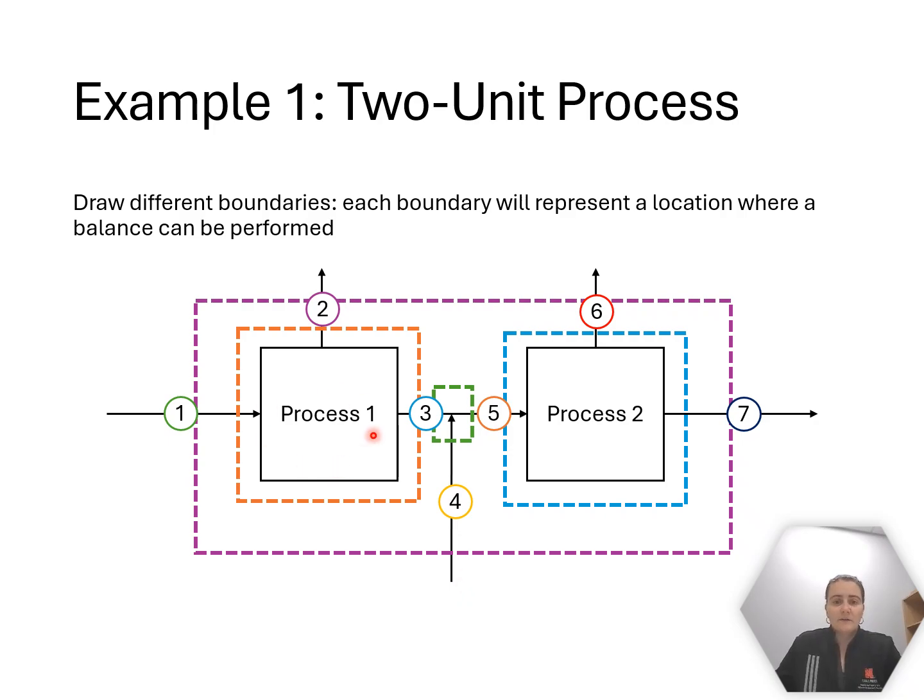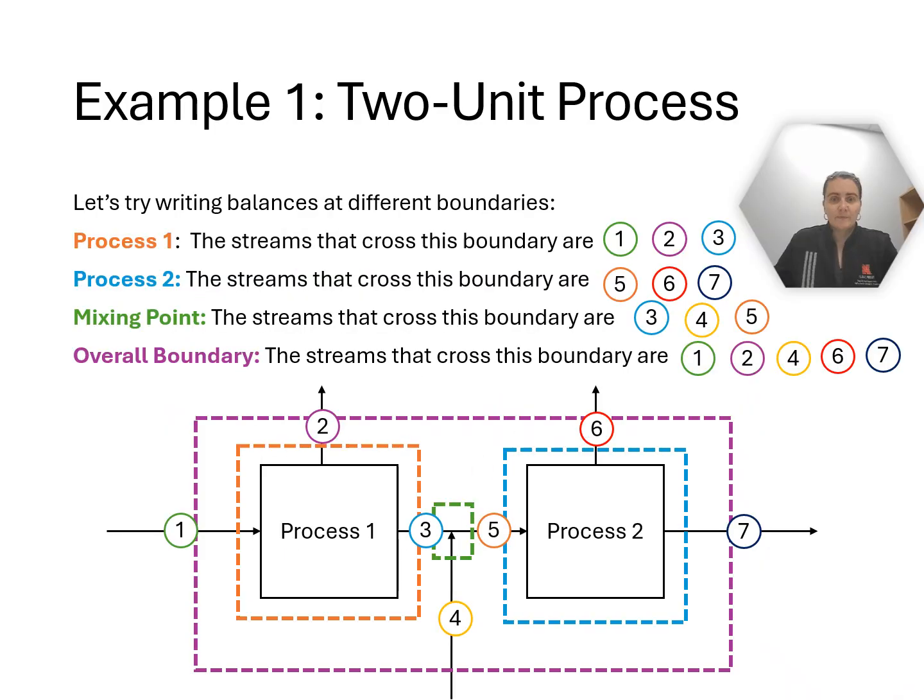Now let's look at the boundary around process 1. The only arrows that cross this dotted orange line are 1, 2, and 3. So if you are balancing process 1, you don't care about 4, 5, 6, or 7. Same idea with process 2. 5 comes in, 6 leaves, and 7 leaves. And then this mix point right here is also a boundary where we would balance 3, 4, and 5. So let's formalize that on the next slide.